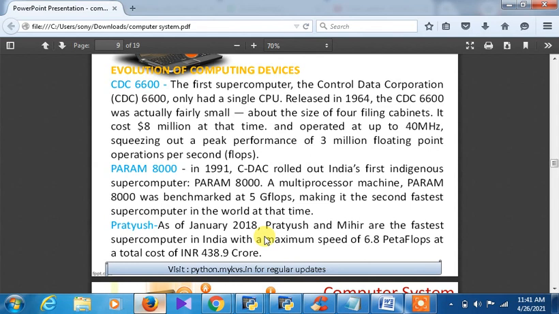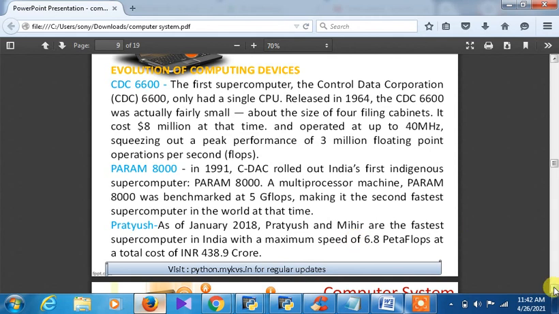In 1991 we had a supercomputer named Param. CDAC, the defense research wing, made it indigenously. Its name is Param 8000. And in January 2018, Mihir became the fastest computer in India with a maximum speed of 6.8 petaflops, which means about 1000 times faster than the Param 8000. All right, that is the thing.